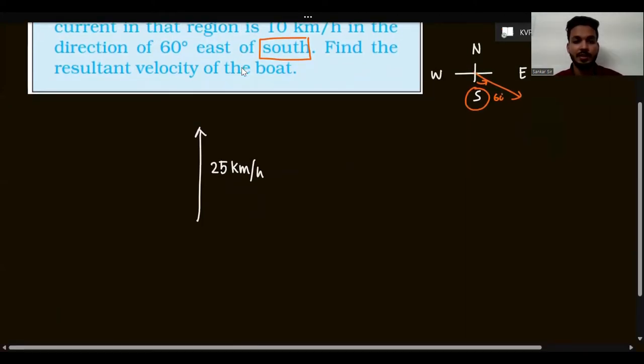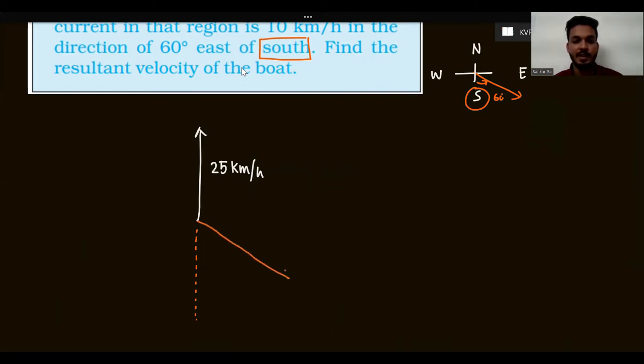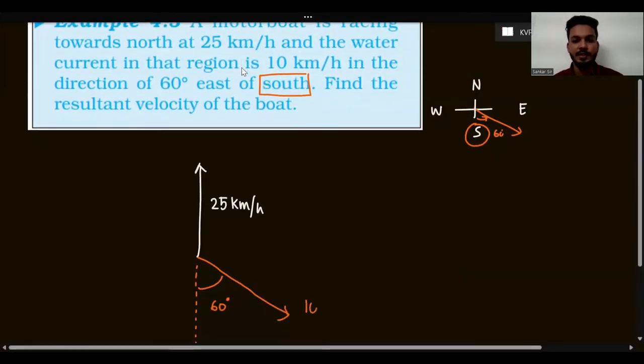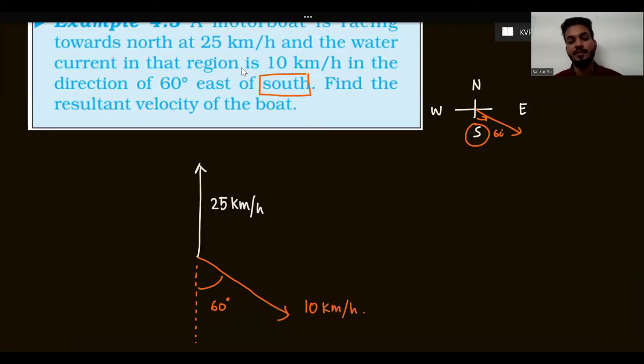So that means the vector of this water is going to, if I extend this like a perpendicular, so this is the vertical, this is the south direction. From this, I have to make this at 60 degrees. Okay, so this is like 60 degrees, and the magnitude of this is going to be 10 kilometer per hour. Okay, so find out the resultant velocity.